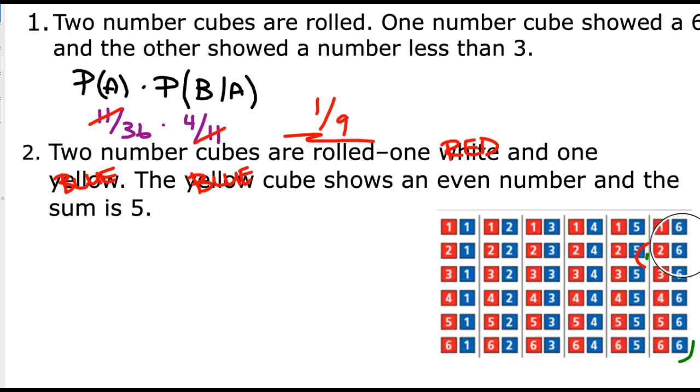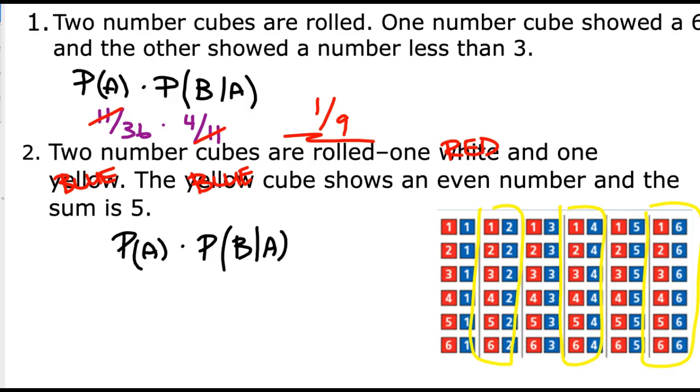Again, I think this is going to be dependent because if the blue one shows an even number, that is going to be all of these, and all of these. Now, if we're talking about the blue being even, that would change the possibility of a sum of 5 because that takes away the 2, 3, and the 3, 2. Actually, it doesn't take away the 3, 2, the 2, 3. So that would be dependent again. So dependent: probability of A times the probability of B given A.